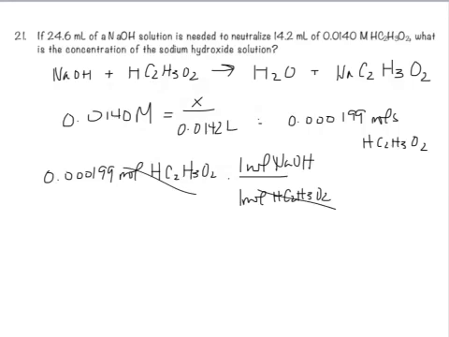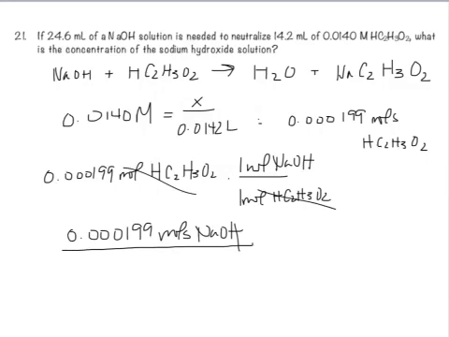Surprise, surprise, you still get the 0.000199 moles, and now this is of sodium hydroxide. So we have converted from one substance to the other. Now we have to solve for the molarity, once again, of the sodium hydroxide. Molarity is simply moles divided by liters. So there's 24.6 liters, or excuse me, milliliters, so I have to move the decimal 3 places to the left.